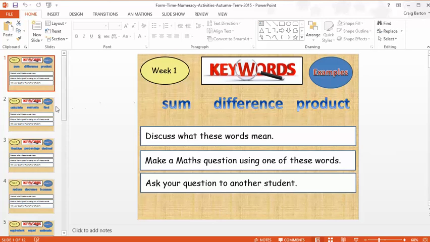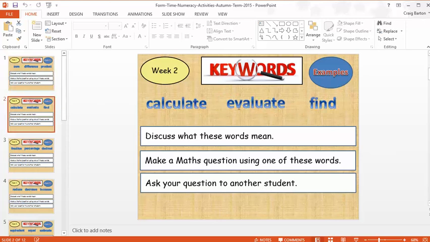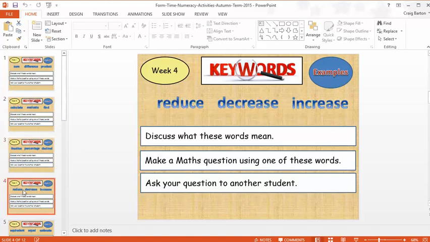So we've got all the classics: sum, difference, product, there's my nemesis there, evaluate, we've got calculate, find, fractions, percentage, decimals, reducing, decrease, increase, and so on.